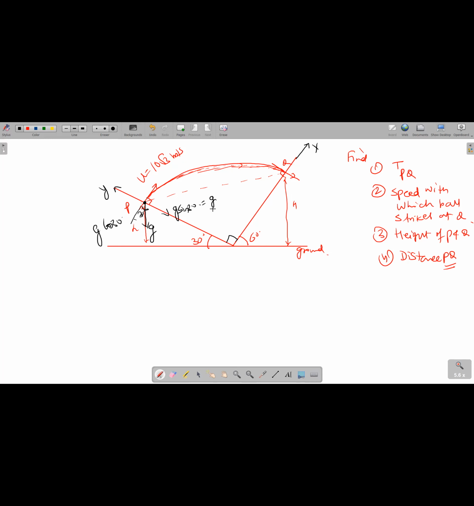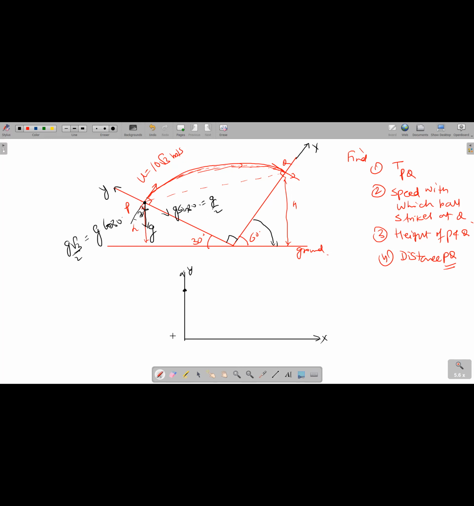So g sin 30 is how much? g by 2, and this is root 3 g by 2. So you can see that g by 2 acts along the negative y-axis and root 3 g by 2 acts along the negative x-axis, right? If you face problems imagining things in this tilted frame, just rotate this complete frame by 60 degrees clockwise. Now this is your x-axis and this is your y-axis.